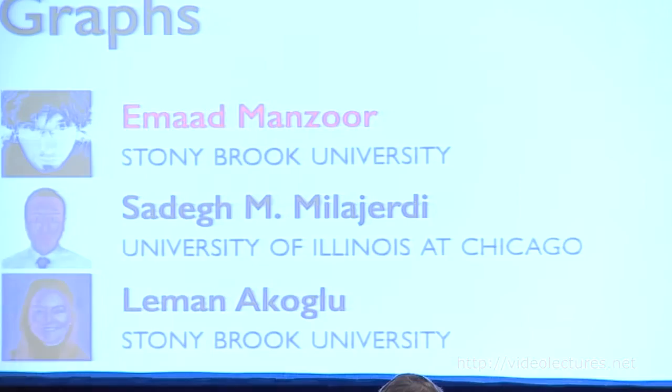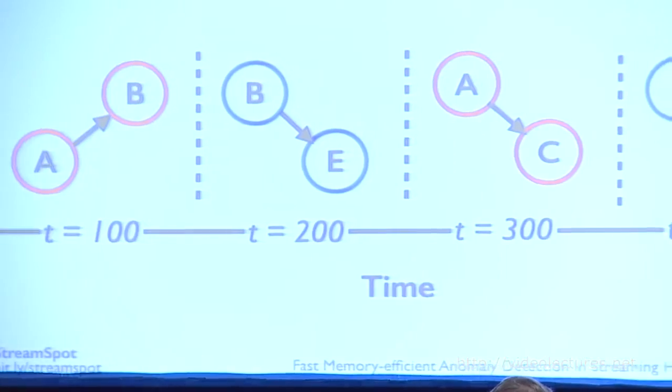So this is a paper on fast memory-efficient anomaly detection in streaming heterogeneous graphs. It's joint work with Sadek at UIC and my advisor Leman. The method we propose here is called StreamSpot, and essentially what StreamSpot does is it tracks anomalous heterogeneous graph objects as they evolve from a stream of typed edges.